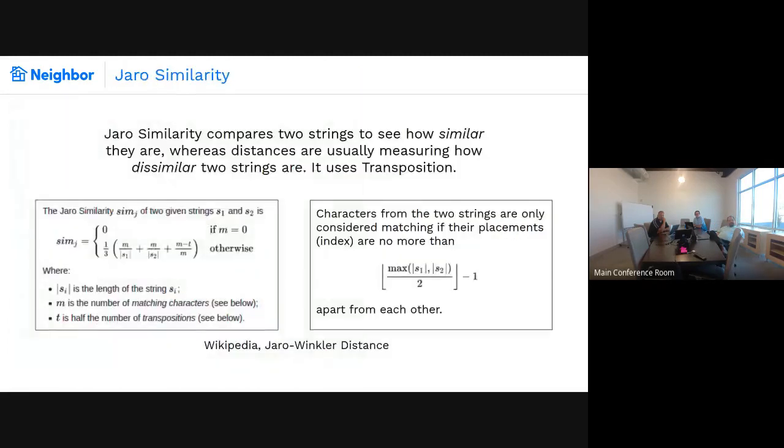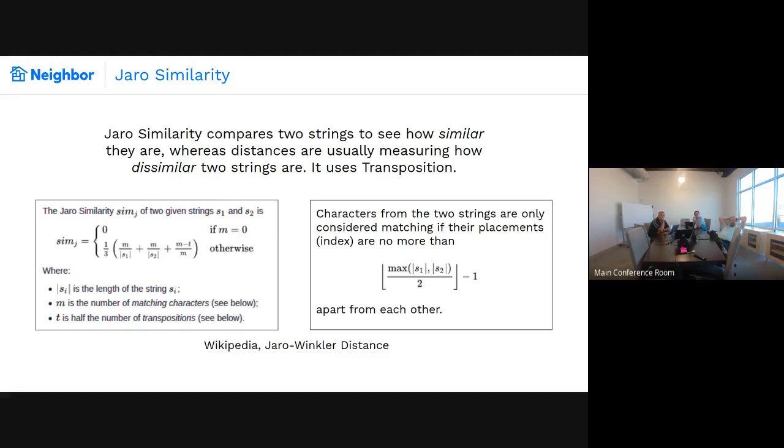Then one that's pretty different, I'll start into by talking about Jaro similarity. Jaro-Winkler is the one that we're actually talking about. You have to start off with a discussion about similarity though. So it compares two strings to see how similar they are, whereas what we've been talking about up until now is how dissimilar are two strings, how different are they? So just looking at it from a different side.